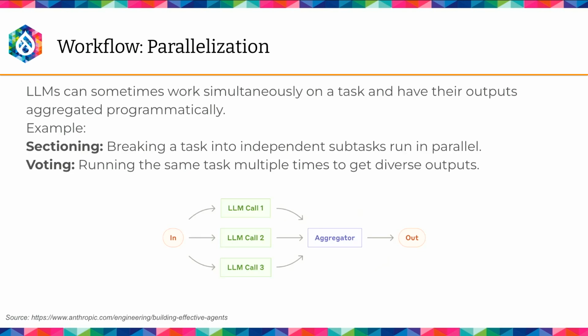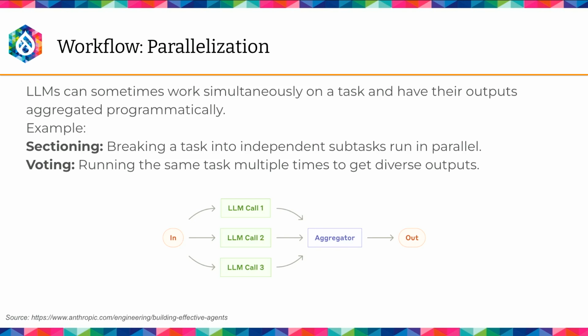Also, we have parallelization. This is always a workflow. Basically, we have the input and then three calls will be done at the same time. For example, we write an article, we want to check the spelling, we want to moderate, and translate to another language. All those can be done at the same time.